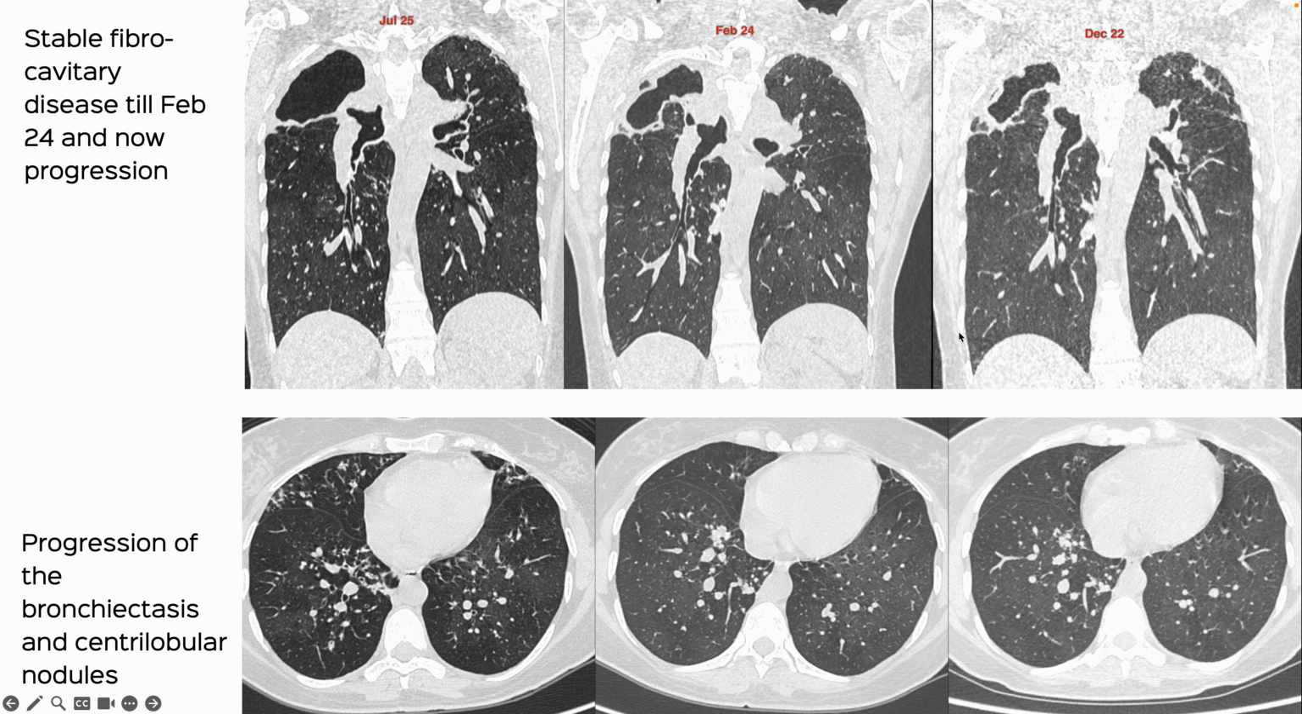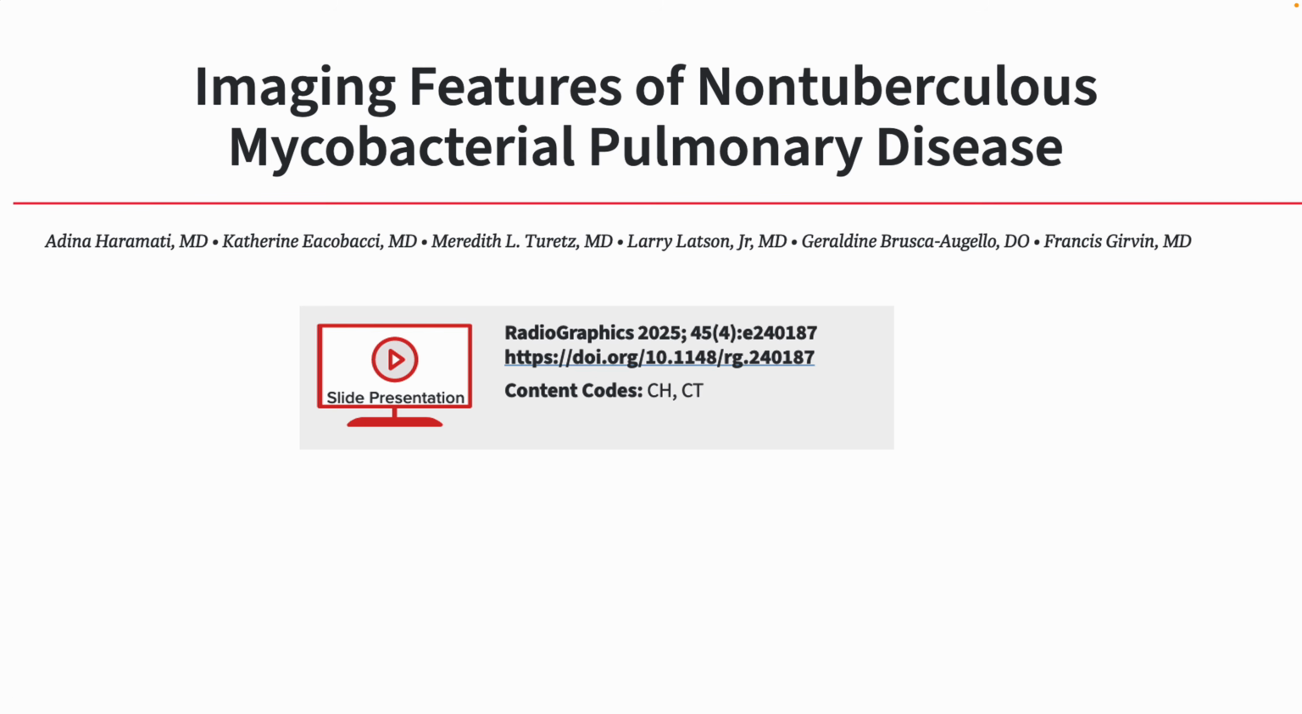The patient had multiple scans, and if you see from December 22 to Feb 24, there was minimal progression, if at all, and then there's been significant progression between Feb 24 and July 25. So let's say over about 14-15 months, and we can see that the middle lobe disease, the lingular disease, the lower lobe disease has progressed, and the fibrocavitary component has also increased.